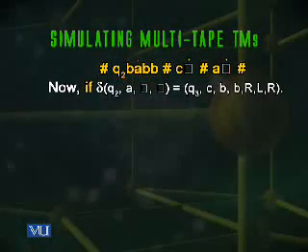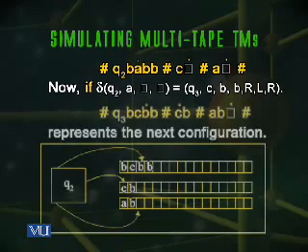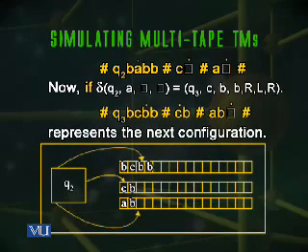Suppose that delta of Q2 comma A blank blank was equal to Q3 CBB RLR. This means in this case the Turing machine will move the first and the third head to the right, but the second head will move to the left. In this case, the machine will end up in the following configuration. Let us look at the picture of this configuration. As you can see, the machine has moved the first head and the third head to the right, and it has moved the second head to the left.